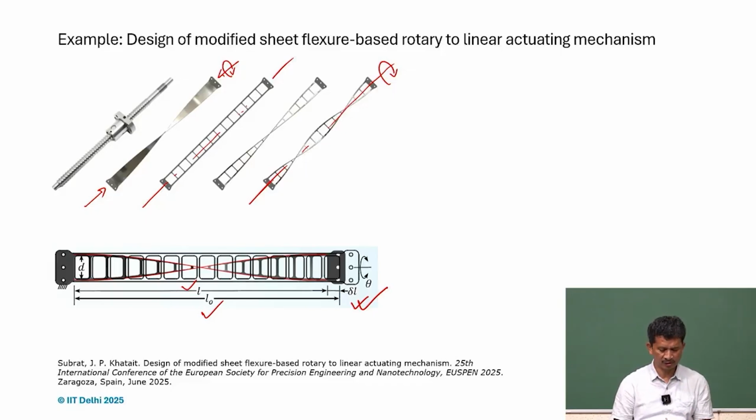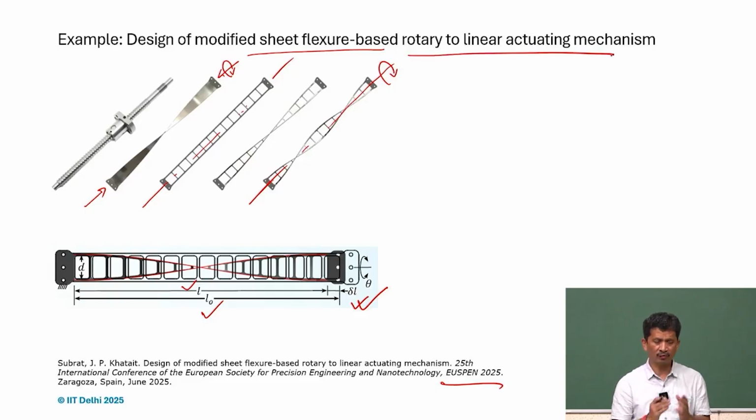And this is what we propose, and we published it this year at USPEN in Spain. This is one of the works from my PhD student in the lab. Again, a very good example, very simple but effective. It's a modified sheet flexure, and we propose a linear to rotary to linear actuating mechanism, so we can get a very fine linear movement with this one.